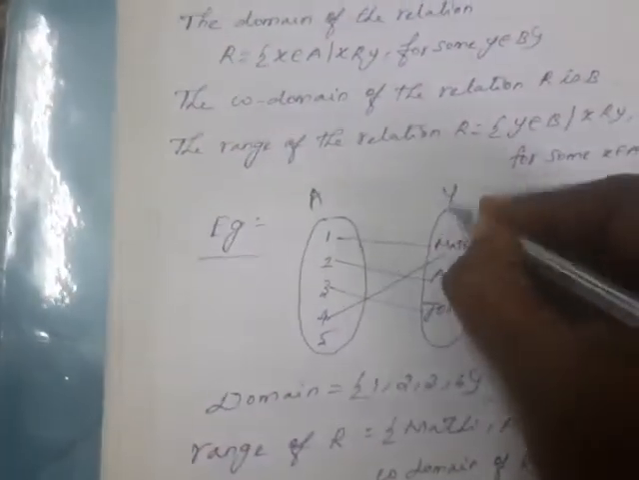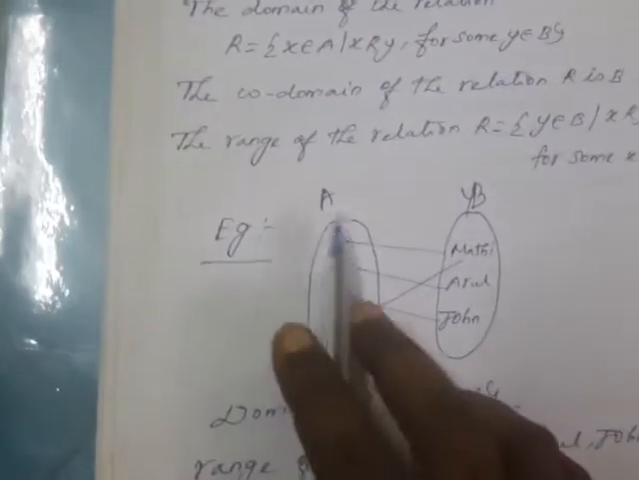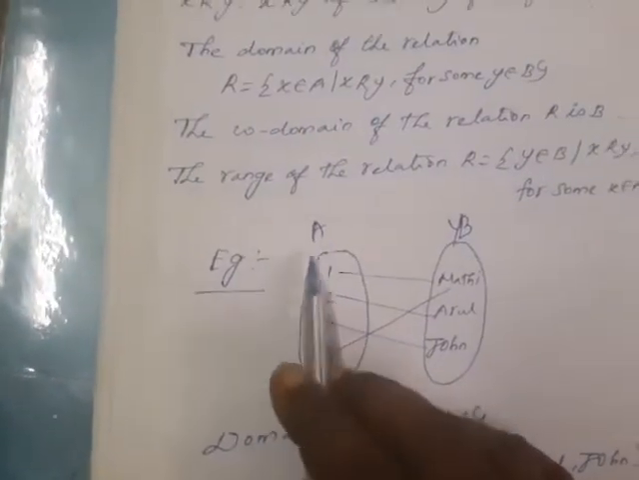Here we are going to see one example. This is set A and this is set B. Set A contains 1, 2, 3, 4, 5. Set B is given the names Madhi, Arul, John. So in set A, 1 is related to Madhi, 2 is related to Arul, 3 is related to John, 4 is related to Madhi, and 5 doesn't have anything. 5 doesn't have any relation between A to B.